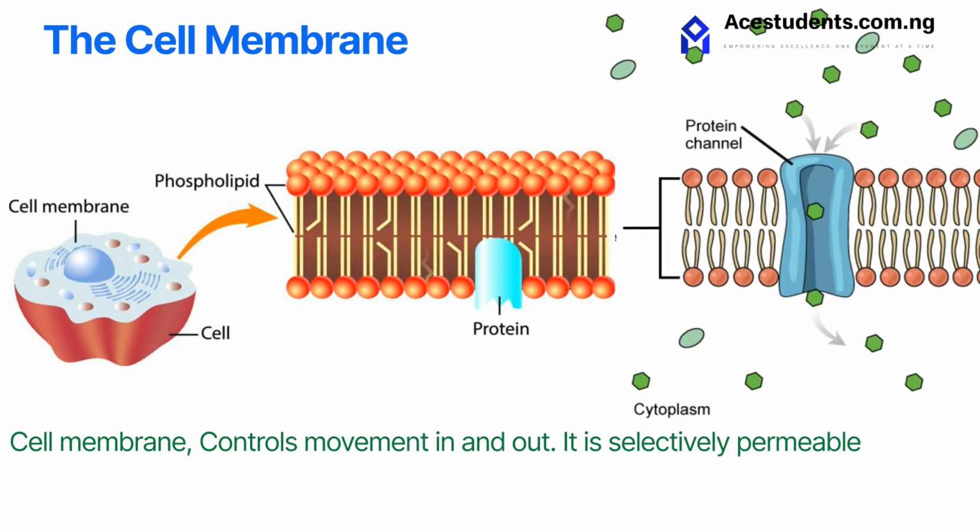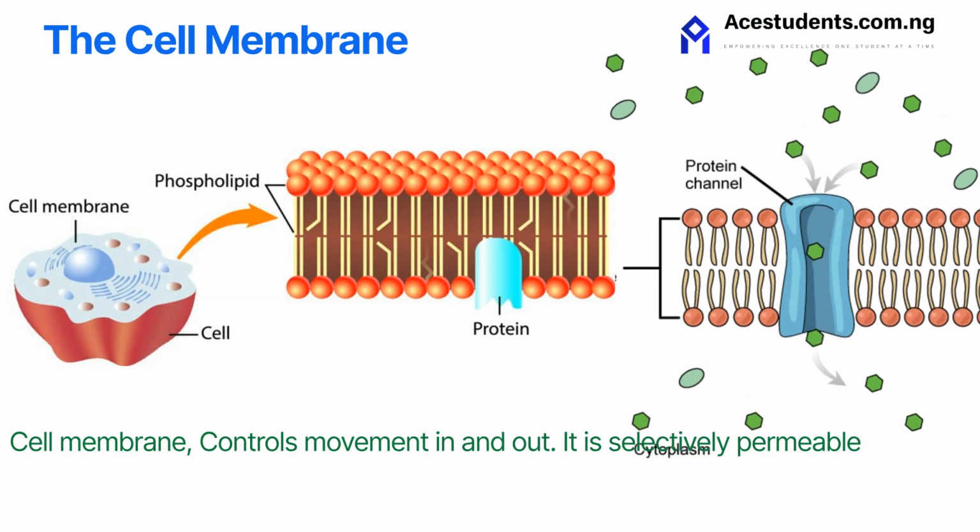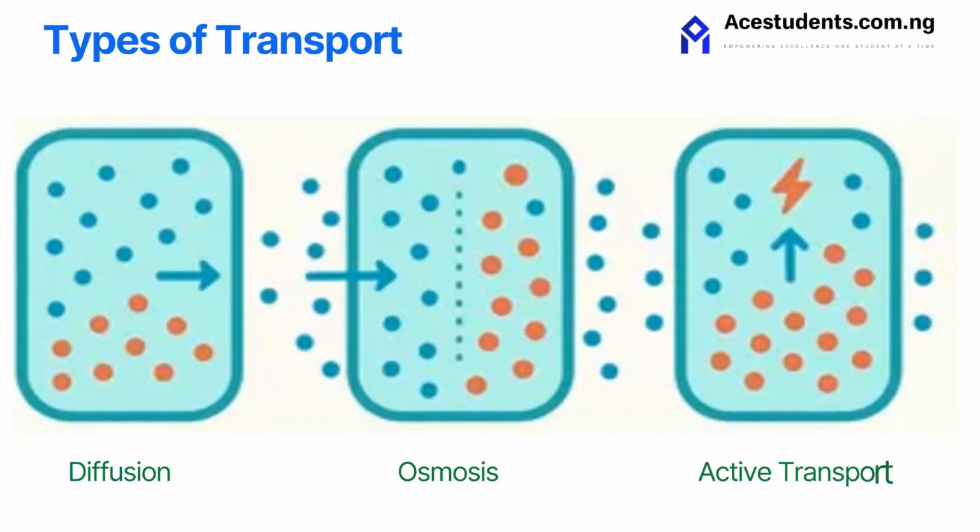Because the cell membrane is a barrier, cells need special transport processes to move necessary materials in and out, often utilizing protein channels. The three main types of transport we will discuss are diffusion, osmosis, and active transport. We will now look at each one in detail.